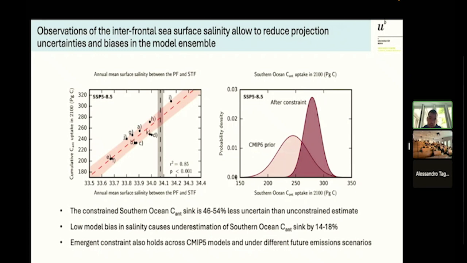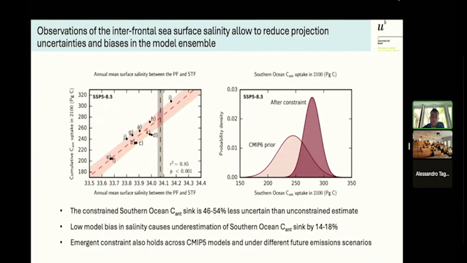To show this in a probability density space, if we assume a Gaussian distribution for all models, we get a most likely uptake of around 245 petagrams under large uncertainty. And after the constraint, which is basically an uncertainty range around the place where the observations are, we get a much higher uptake, around 14 to 18% higher. But most importantly, it's much less uncertain, around 50% less uncertain, indicated here by the width of the probability distribution or by the height of it, which are both related, obviously, in a Gaussian distribution.